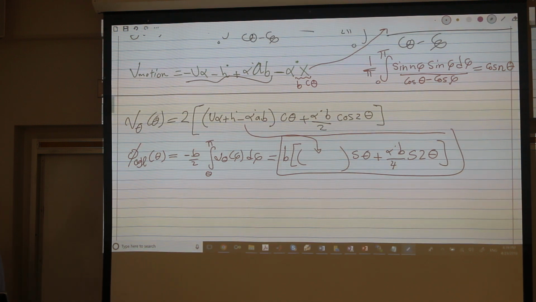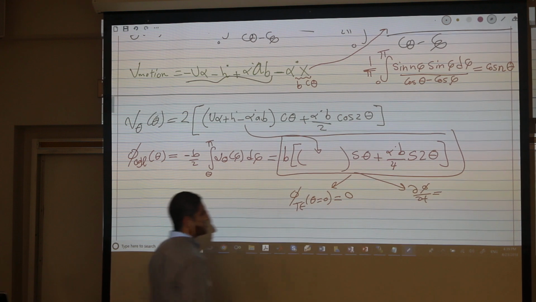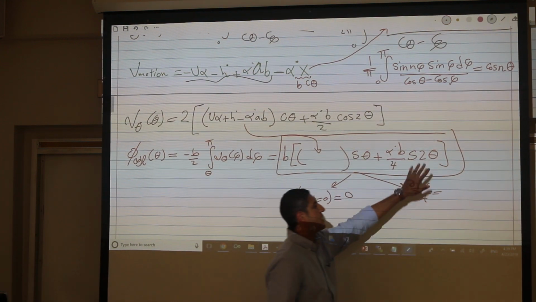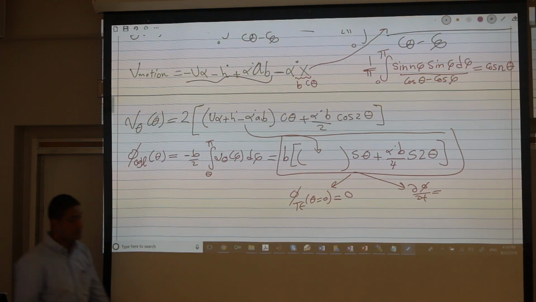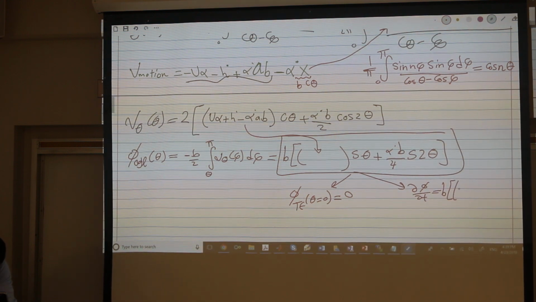We just need two things for the left. We need phi trailing edge, which is phi at theta equals 0. This is how much? This is 0. And we need partial phi, partial t. These are the two things that the left needs: integration of partial phi, partial t plus u times this guy. So let's differentiate this with respect to time. Theta is constant. So this will be b, this bracket, here it is, so it's u alpha dot.